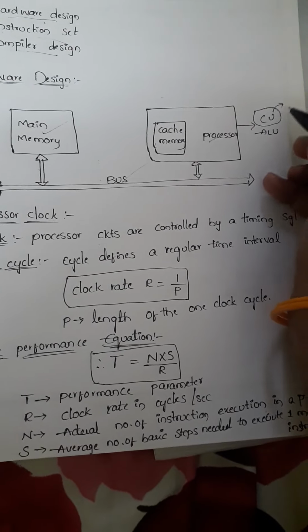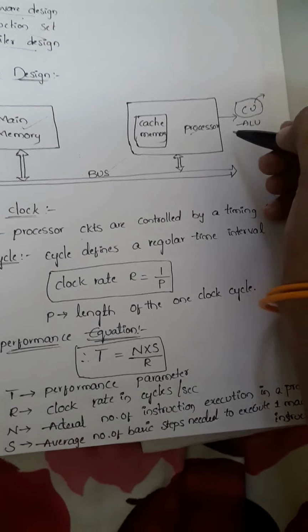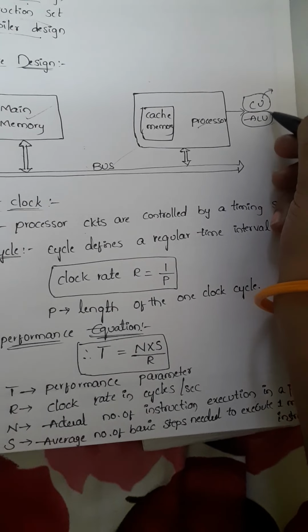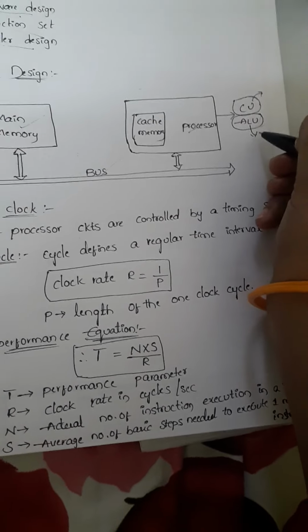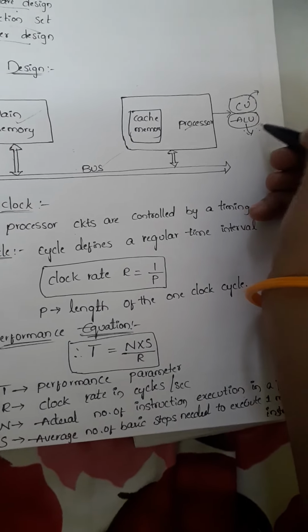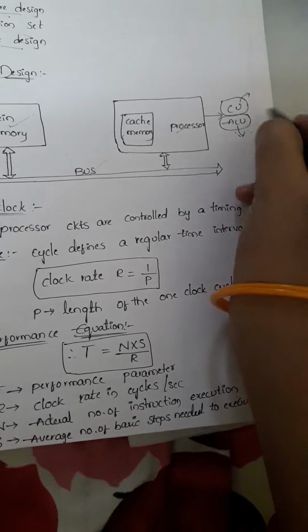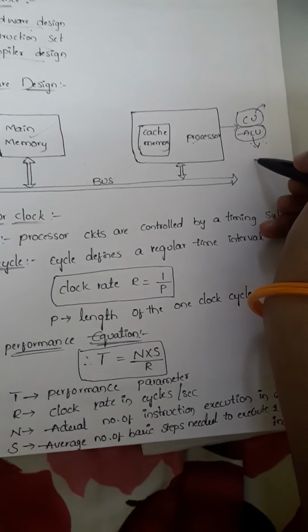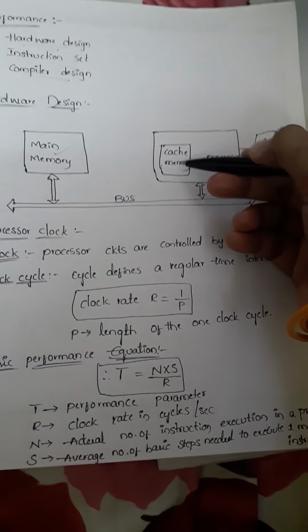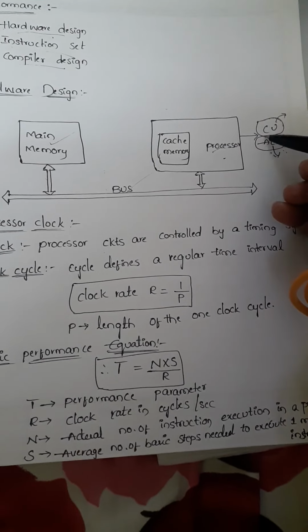So CU is nothing but it will be controlling or monitoring all the activities of the system. And what about ALU? ALU is nothing but it will be performing the arithmetic and logical operations like addition, subtraction, multiplication, division. All operations will be performed with the help of the ALU unit, right? So here also the processor will do like that.